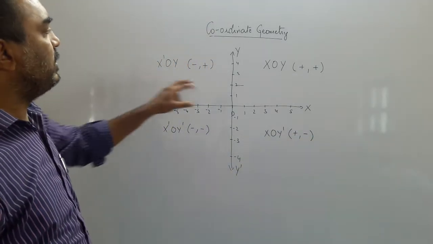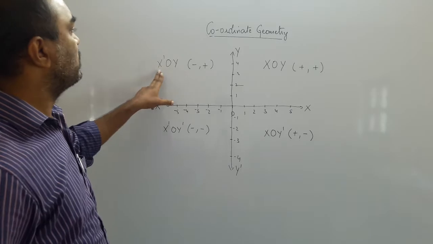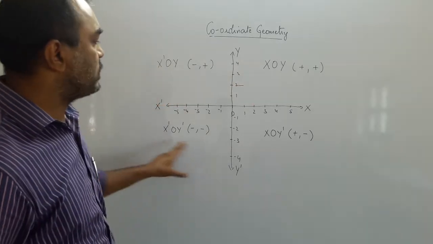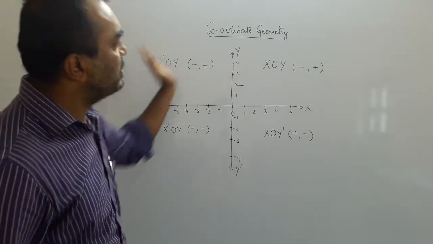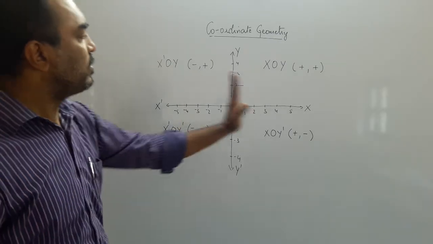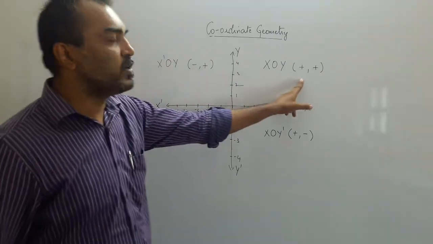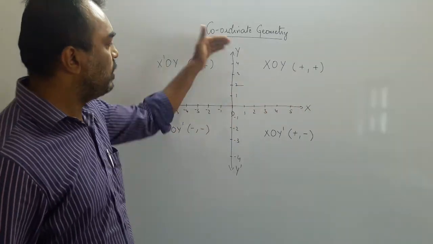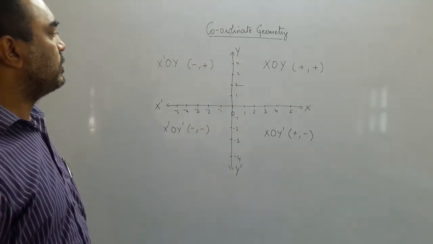So here you can see we always take the x first. X prime, x. Always the x comes first and the y comes second. Means the right and the left is taken as the first coordinate, positive or negative. Top and the bottom is the second coordinate.